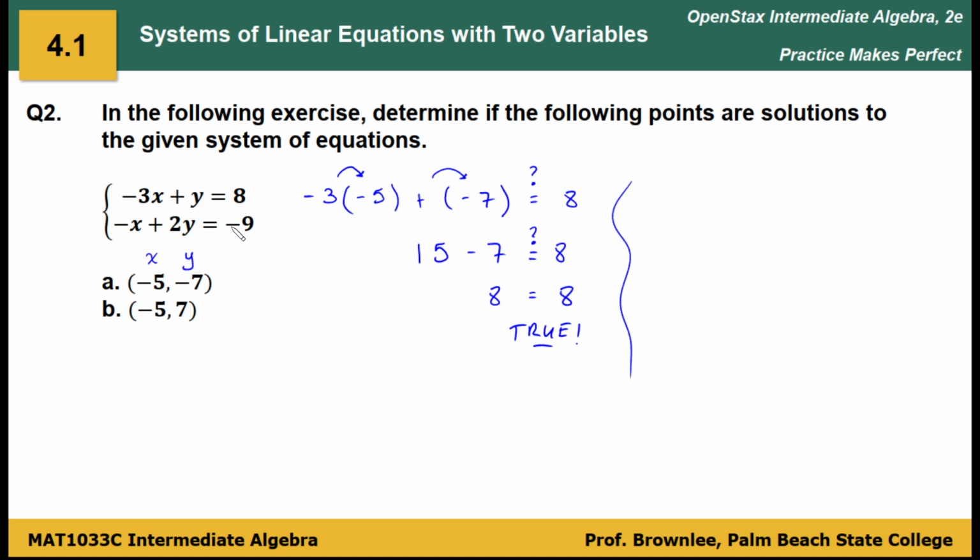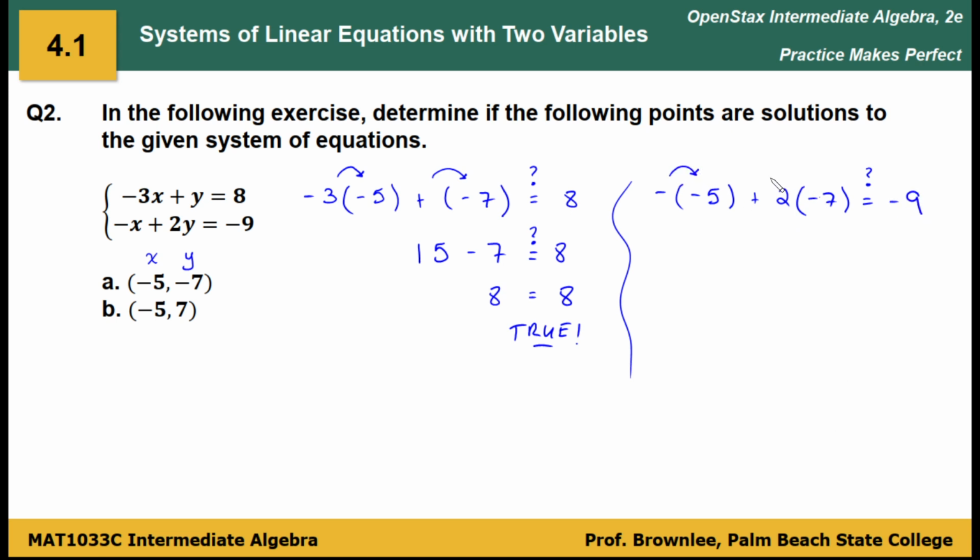So I'm going to do the exact same process. So we're going to have negative x, but of course x is being substituted with -5 from the first point, plus 2y, but again y is going to be substituted for -7. And we want to know, when we simplify the left-hand side, does it equal -9? And hopefully it does.